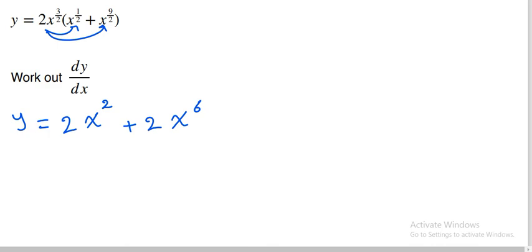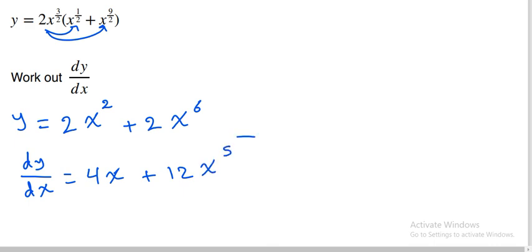We don't differentiate yet. The differentiation will be the fundamental rule of differentiation, multiply by the power, subtract 1 from the power. It will be like this, and this is the final answer.